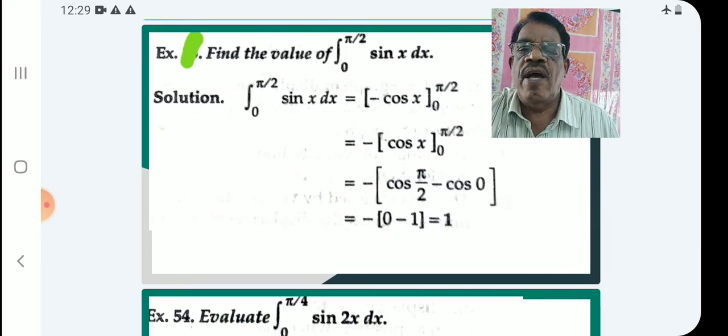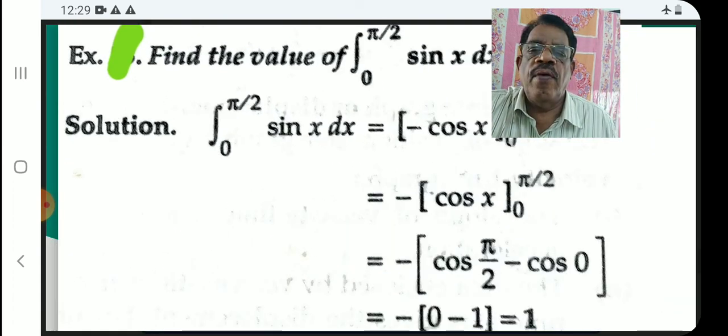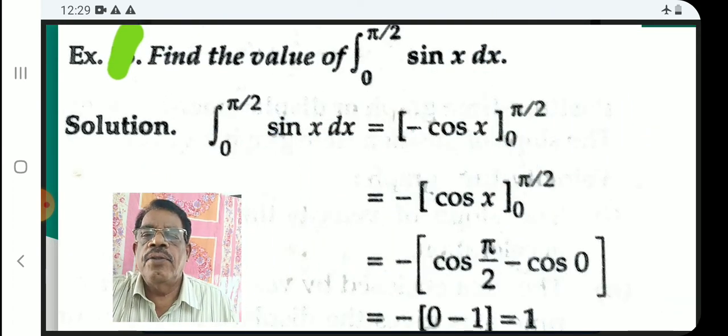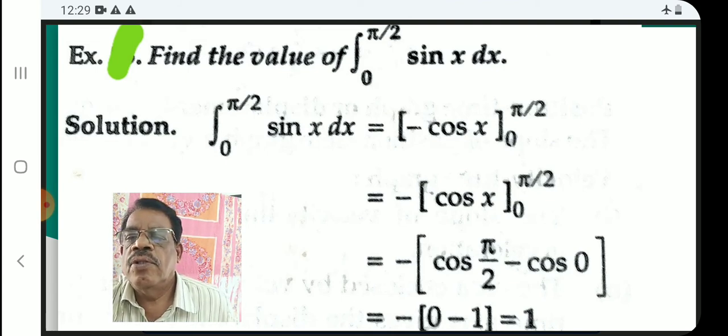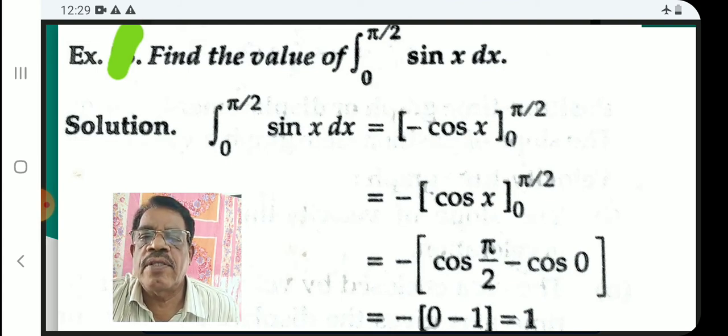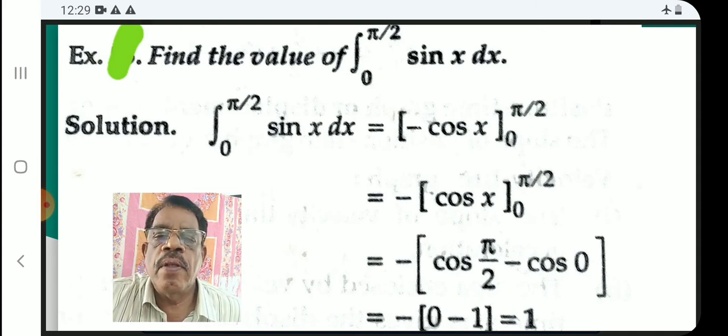Next question. Evaluate the integral 0 to pi by 2 sin x dx. Sin x dx. So solution. Integral 0 to pi by 2 sin x dx is equal to, integral of sin x is minus cos x, from 0 to pi by 2.